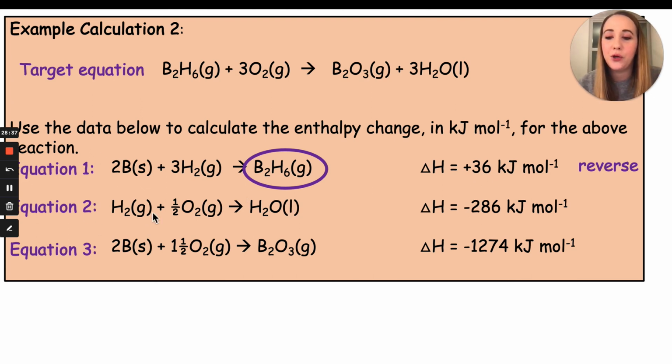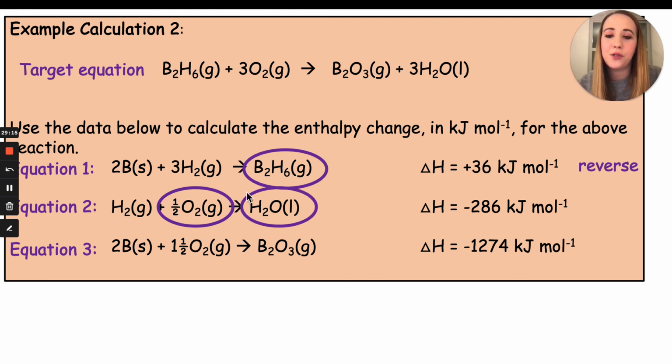Okay, looking on to equation 2. So again, hydrogen's not part of our target. Oxygen is. It's up here on the reactant side. So the oxygen here is in the correct place. It's not the number of moles we're looking for. But looking to equation 3, we do have some more oxygen down here that might help us get up to this number of moles. So we're not too concerned about oxygen from this equation because we have another equation with oxygen that will help sort that out.